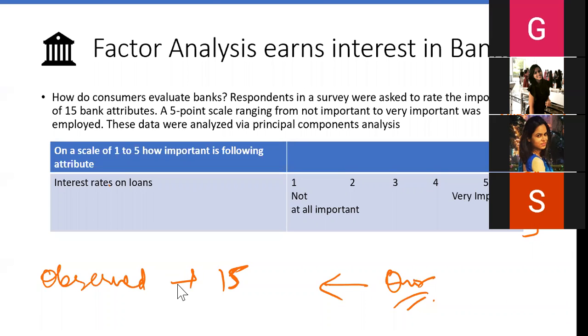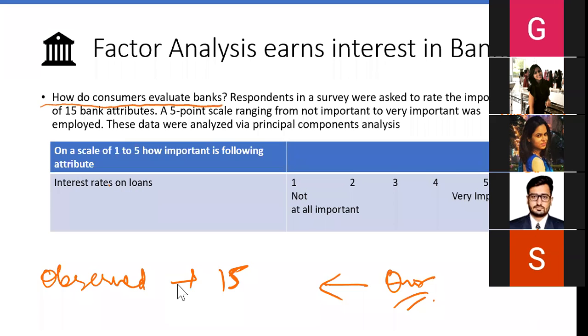What was the problem of this bank? What is it trying to do by using factor analysis? How do customers evaluate banks? How do consumers evaluate banks, to basically come up with smaller dimensions, smaller themes, so that they can understand how customers make this evaluation? What are the things that customers look for while selecting banks?